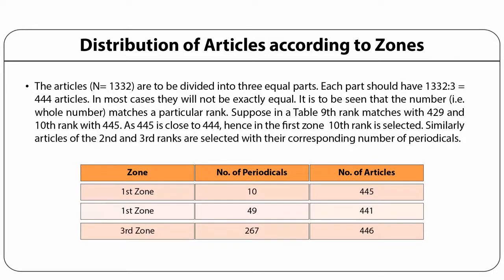For the second zone, the next 444 articles are to be taken. This takes us to the cumulative figure 888. From table 1, it is clear that 888 lies between 868, that is 56th rank, and 926, that is 68th rank. Table 3 shows that the figure 888 pertains to 68th rank. From Table 1, we find that the figure 1332 belongs to 326th rank. Table 4 depicts the distribution of articles in 3 Bradford zones.